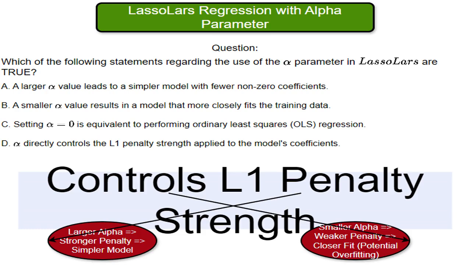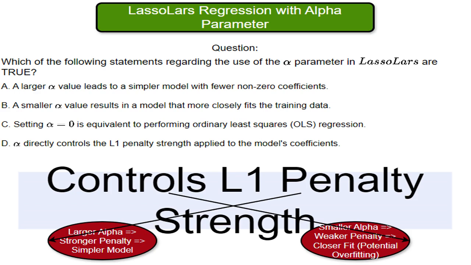Let's break down L1 penalty. It's a type of regularization that shrinks the coefficients towards zero. Alpha directly multiplies this penalty term. A larger alpha means a stronger push toward zero, resulting in a simpler, more sparse model, fewer non-zero coefficients. A smaller alpha weakens this push, allowing for more complexity.